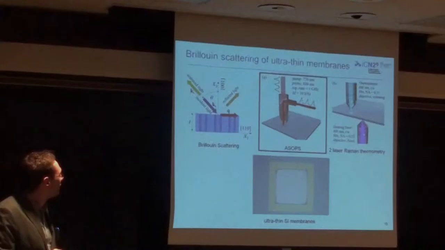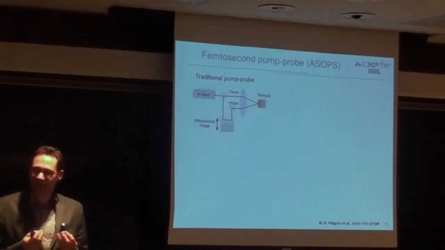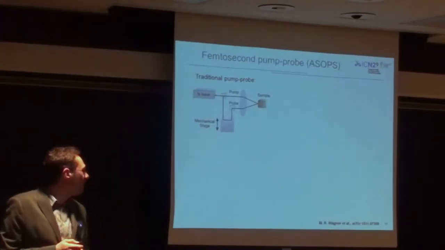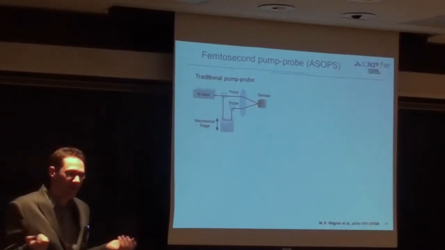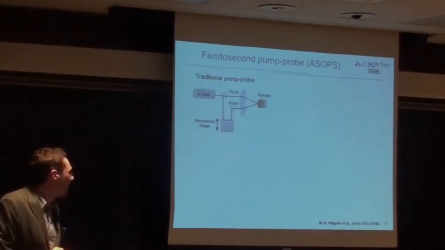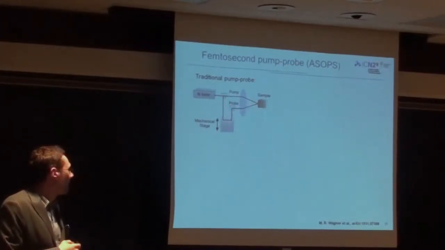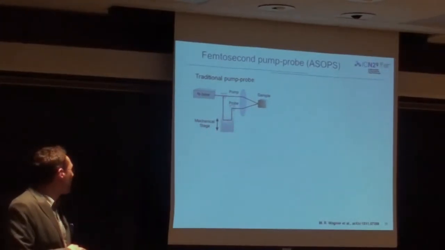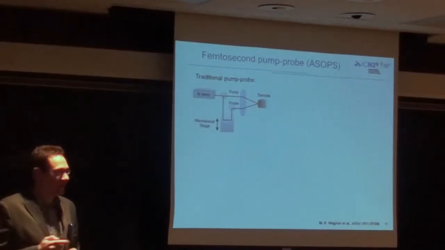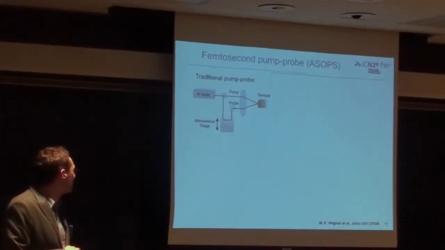So we're coming to this part. In traditional pump and probe experiments, you use a picosecond laser or a femtosecond laser, and then you have a mechanical delay line. You tune your delay line and then probe your time response, and by this you obtain a transient by increasing the path here.